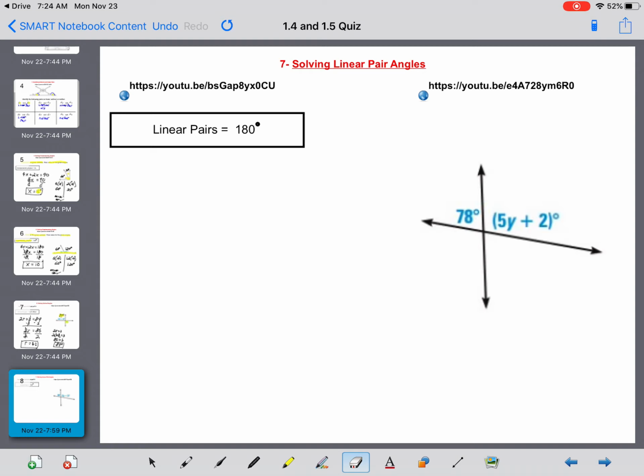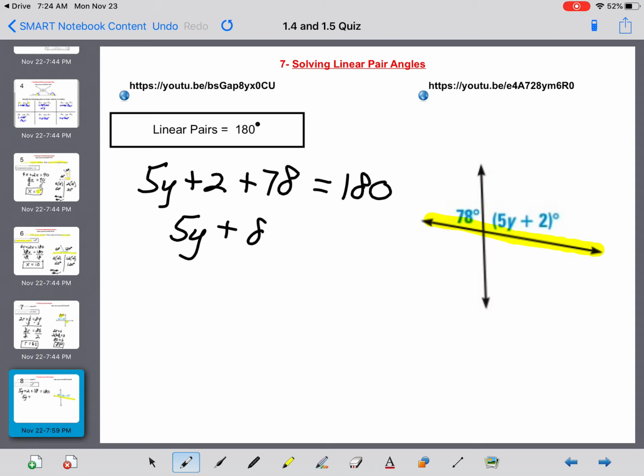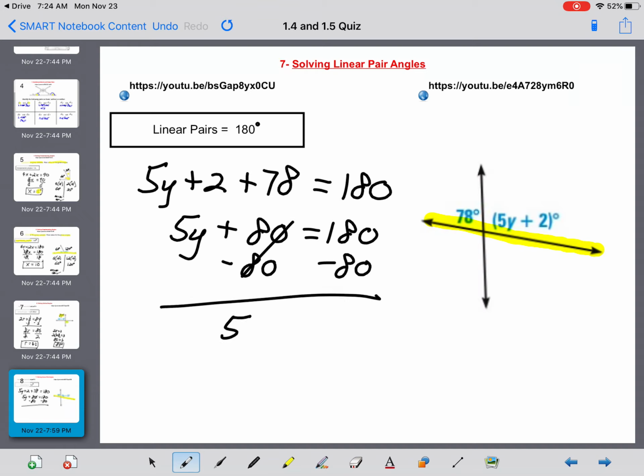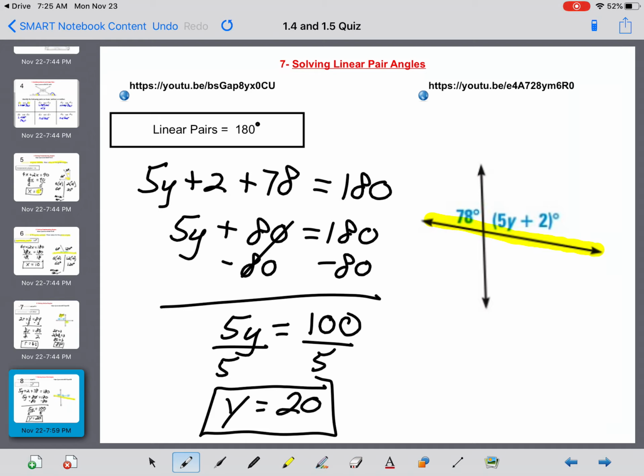Lastly is your linear pairs. Linear pairs equal 180 degrees. They are the same as supplementary. They create a straight line. All right, so if you add these angles together, 5y plus 2 plus 78, they need to equal 180 degrees. Here we have 5y plus 80 equals 180, and I'm going to subtract 80 on both sides. 5y is equal to 100. Divide both sides by 5, and y equals 100 divided by 5, which is 20.